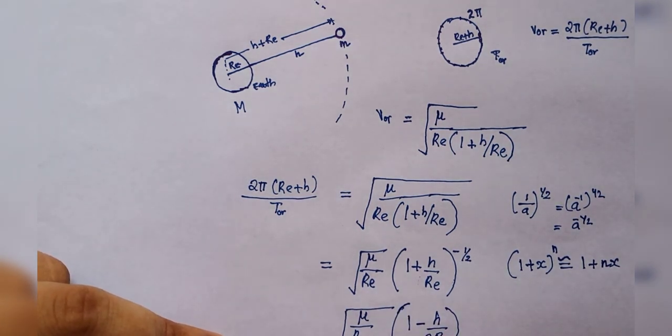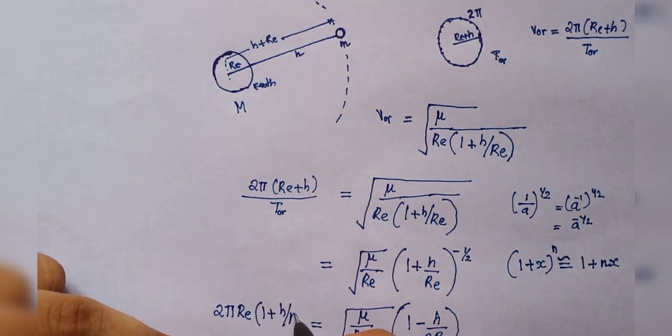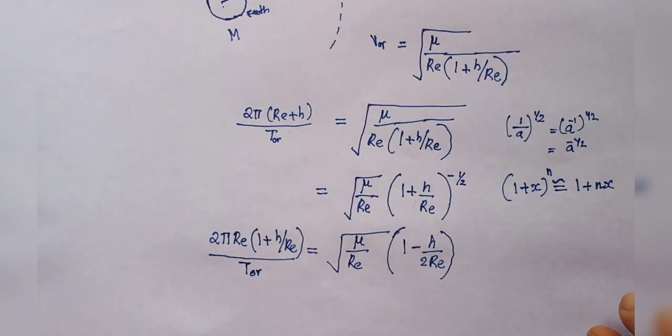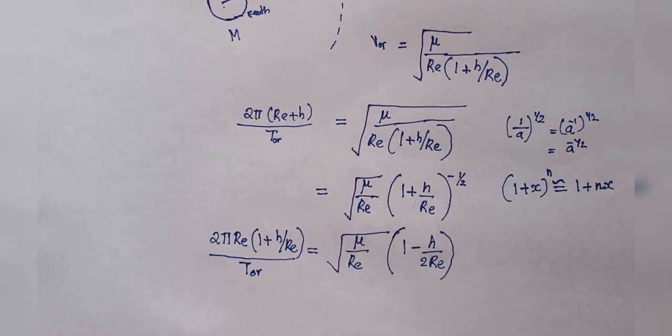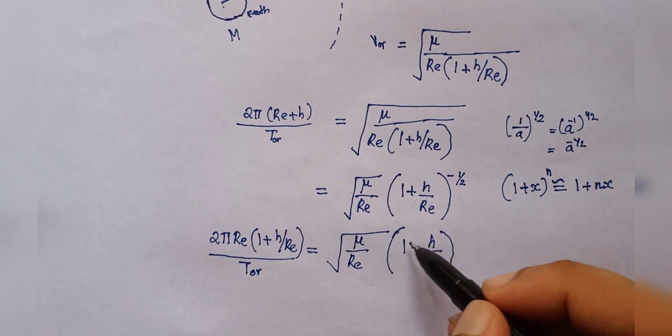Now that should be equal to 2 pi times, again taking Re common, Re into (1 plus h by Re) divided by T orbital. I think there is no confusion here. It's all the basic math we do. We are not going with any differential equations or any complex integrations. We only go with the minute basics that we studied in our elementary classes. So we have 2 pi Re into (1 plus h by Re) divided by T orbital, which should equal the square root of mu by Re into (1 minus h by 2 Re).